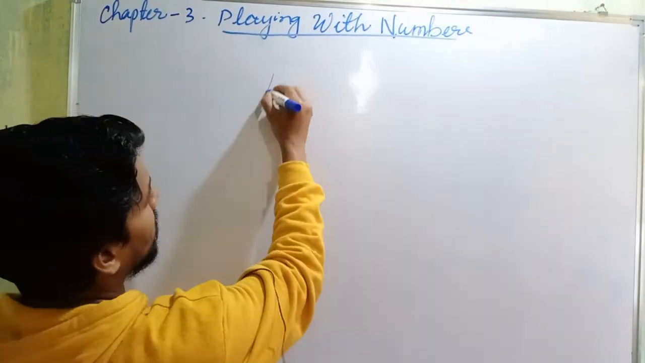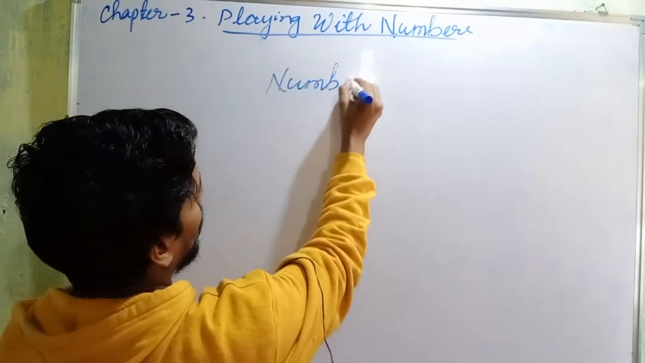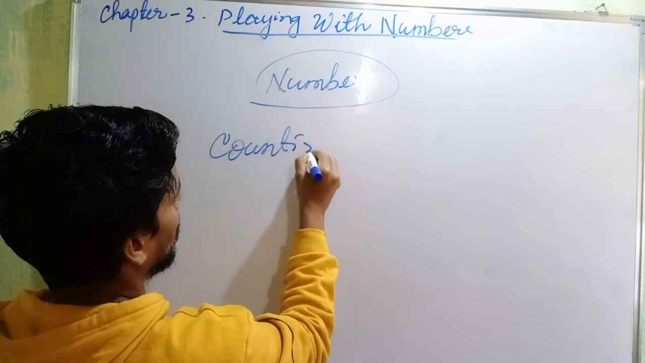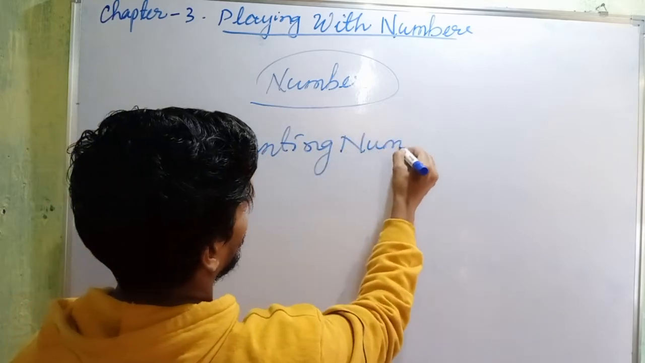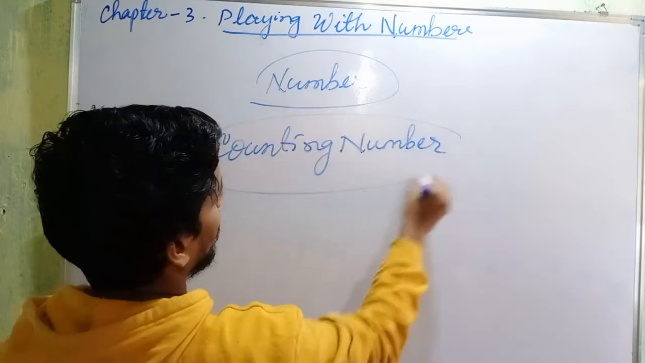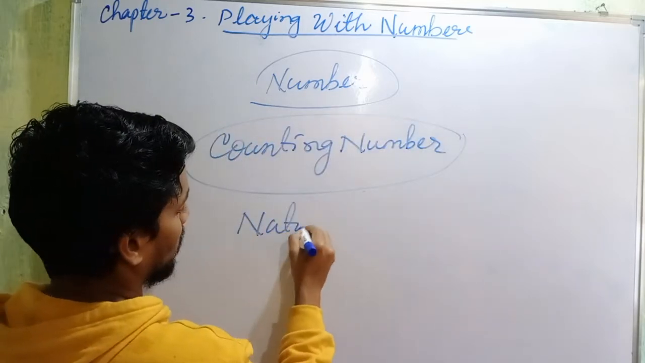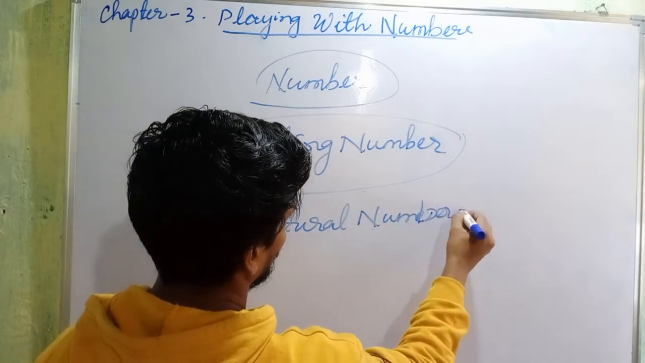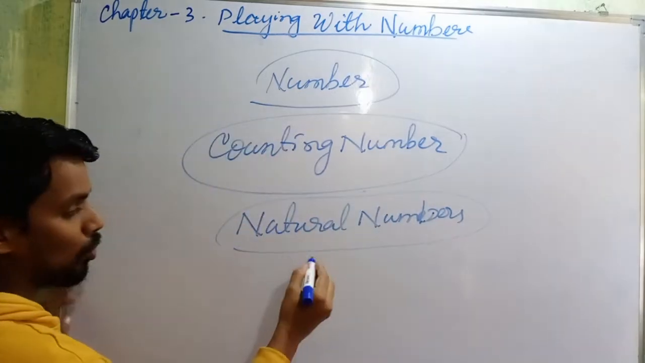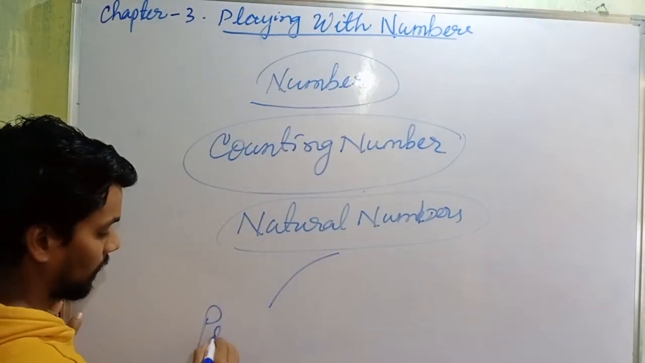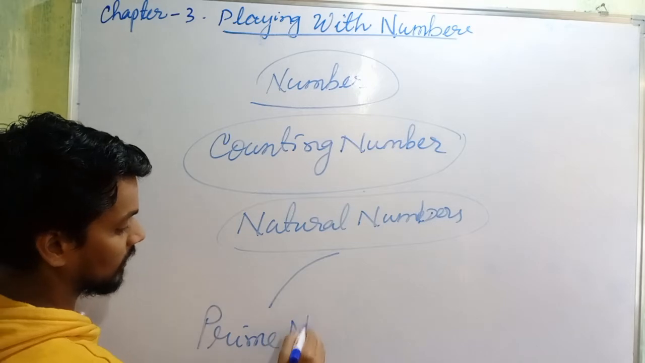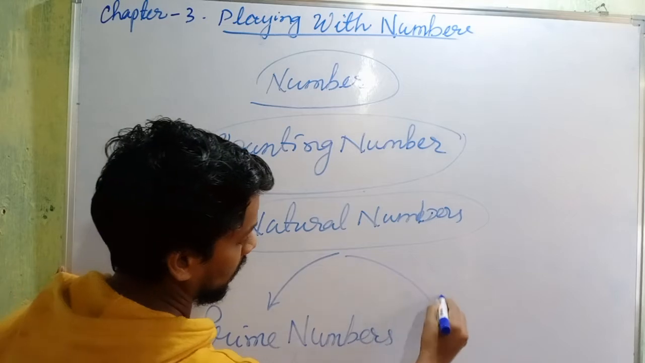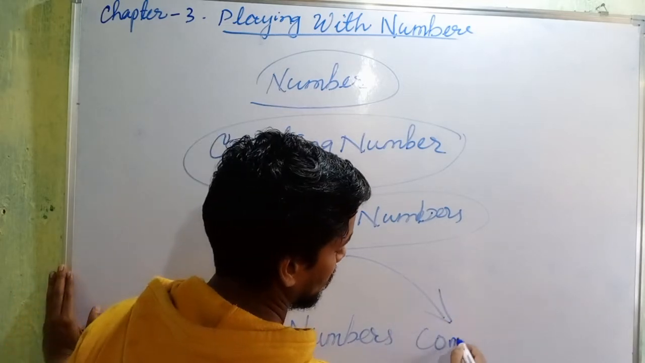Now, numbers, or we can say all the counting numbers, or these are called natural numbers, can be further divided into two parts. Those are prime numbers or composite numbers.